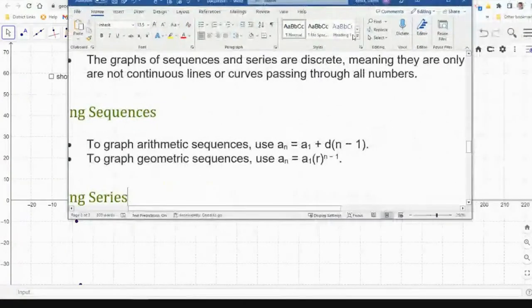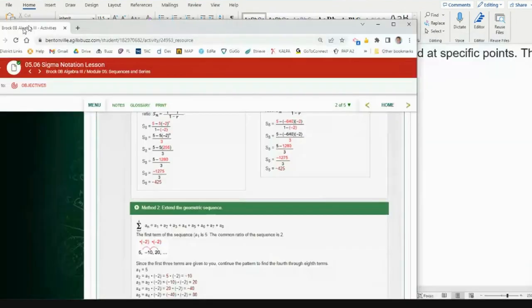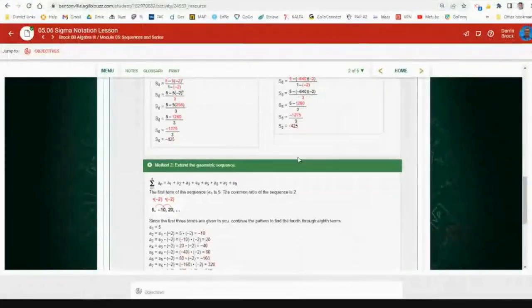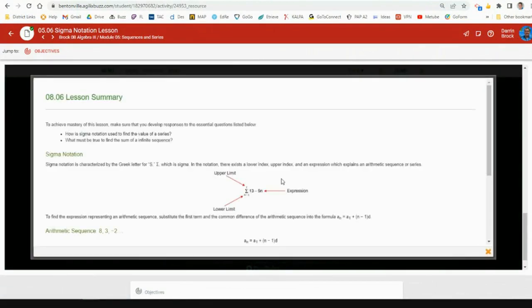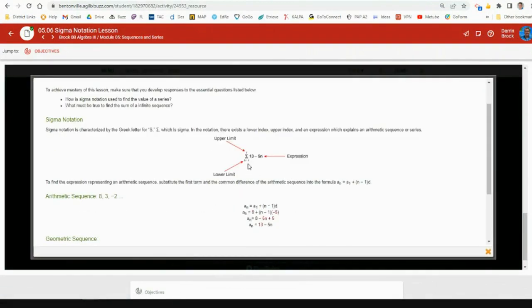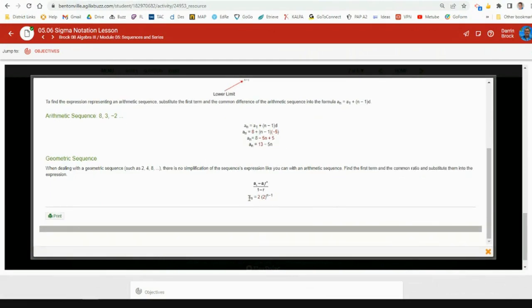This is in the end of the lesson. Well, I wouldn't say the end of the lesson. Let me show you where it's at in the lesson. These summaries are always great to have. There it is. The lesson summary is actually on page 2 of 5.06. You click the lesson summary, it opens up that window, which shows you sigma notation. The lower limit is the first term, the higher limit is 7, and that's the expression that's being used. So this is from the 5.06 lesson, 2 times 2 to the n minus 1.